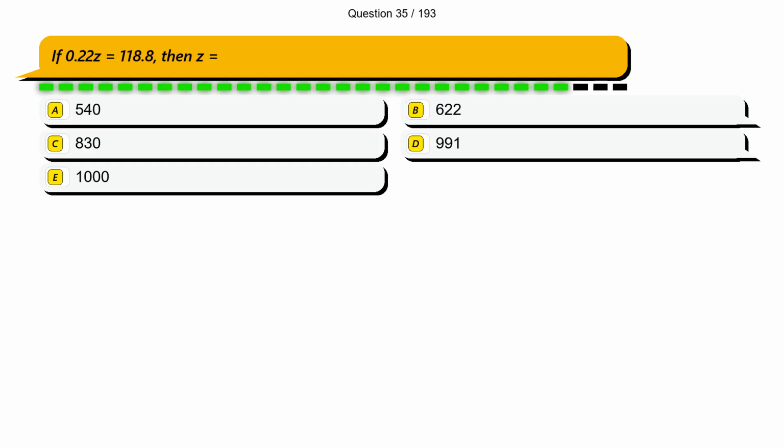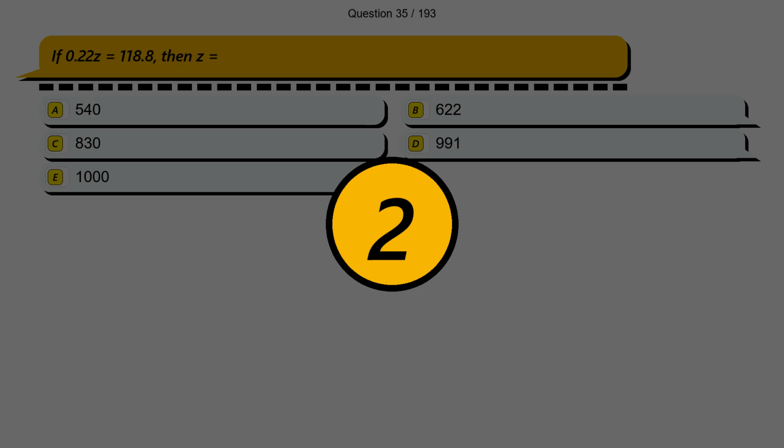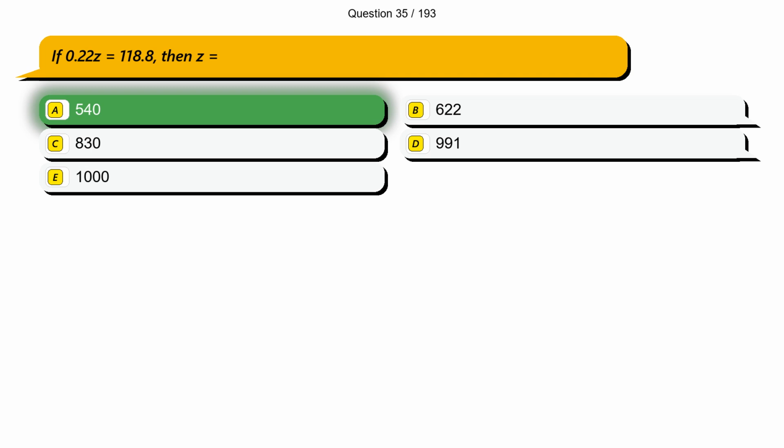Question 35. If 0.22z equals 118.8, then z equals option A, 540, option B, 622, option C, 830, option D, 991, option E, 1000. The correct answer is option A, 540.